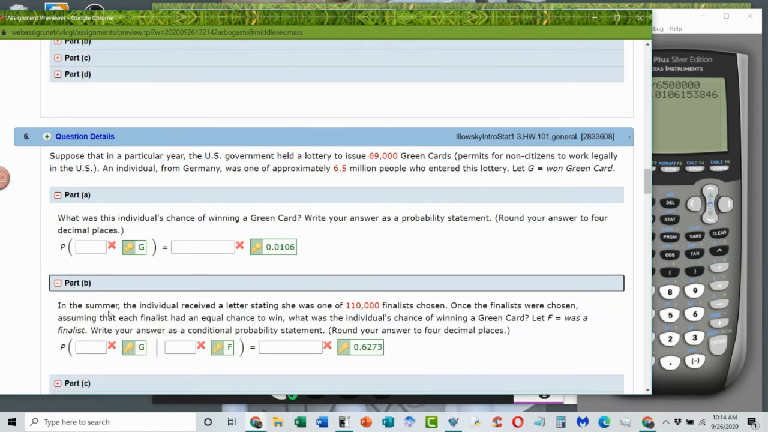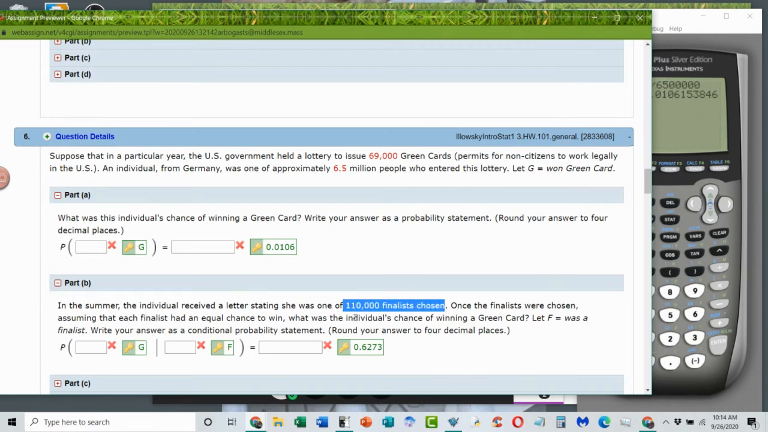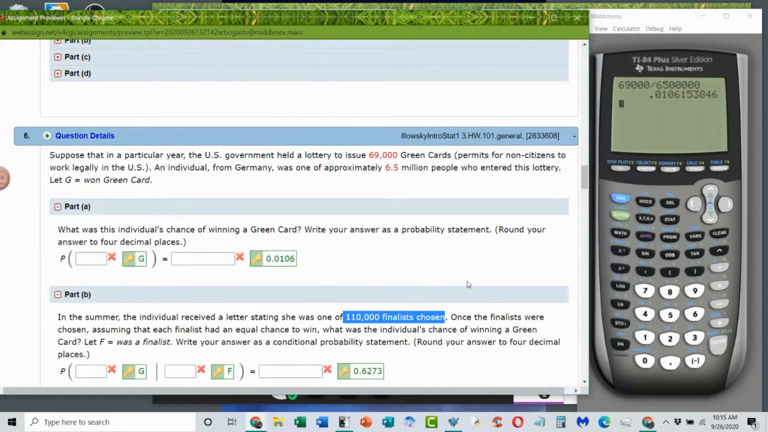Then they add to the question. You have a 1% chance of winning a green card out of all those people, but they send a letter to finalists in the summer, and they send out 110,000 letters. So now they want to know the probability of getting a green card if you've gotten a letter. The probability of getting a green card if you didn't get a letter is zero, because you're not a finalist. If you're not in that 110,000, you're not getting one. But if you were in the finalist category, they want to know the probability of getting a green card.